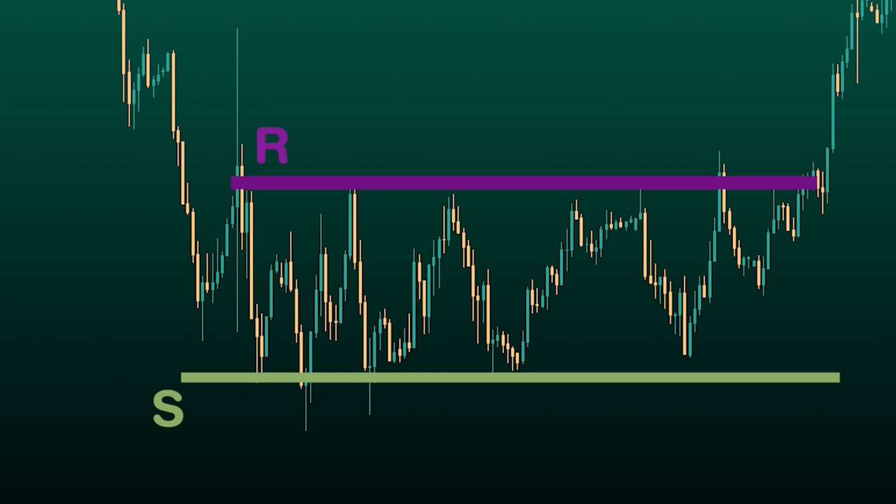Typically, a level becomes more reliable after at least 3 clear touches, confirming that the market respects the zone. How to trade it? When the price approaches support, traders look for buying opportunities. When the price approaches resistance, traders look for selling opportunities.